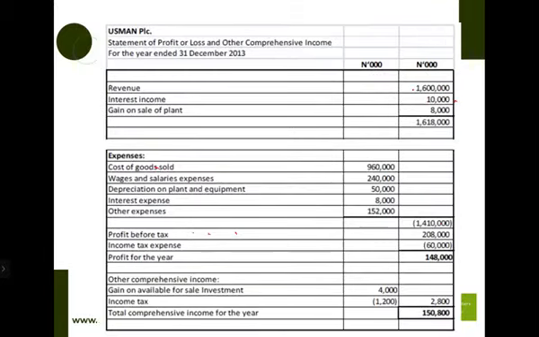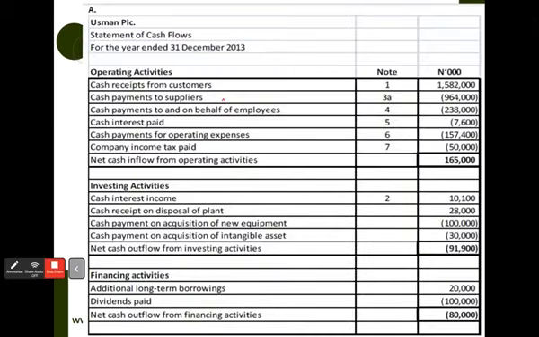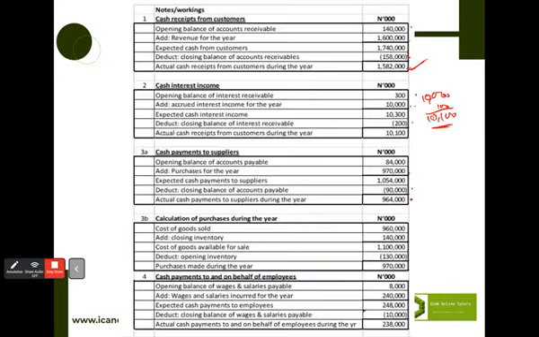So what is our cost of goods sold? We have 960,000 naira. Because of time, your 84,000 plus the 960 minus the 90, we have 964 that you are paying. This is how it is being adjusted. Cost of goods sold is 960,000.